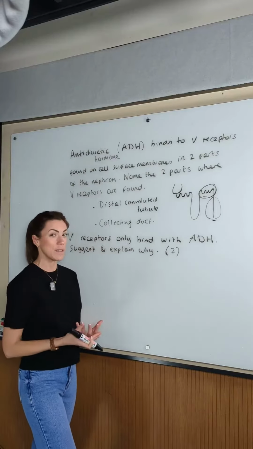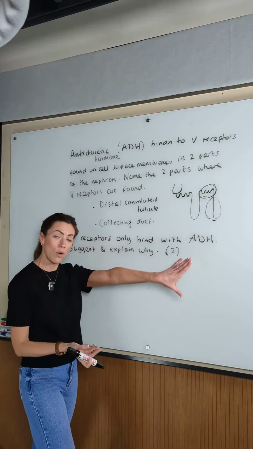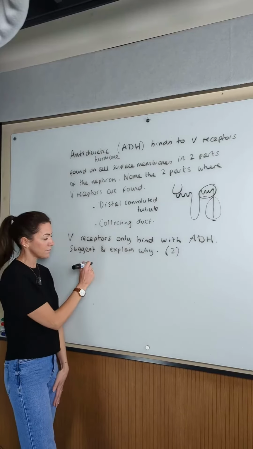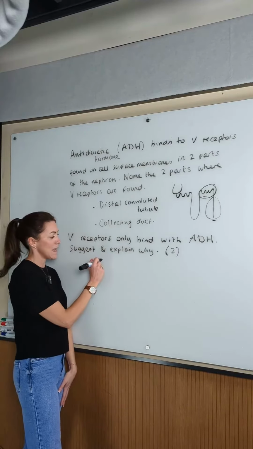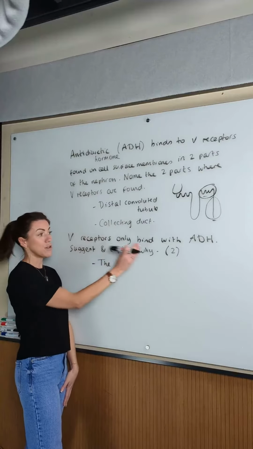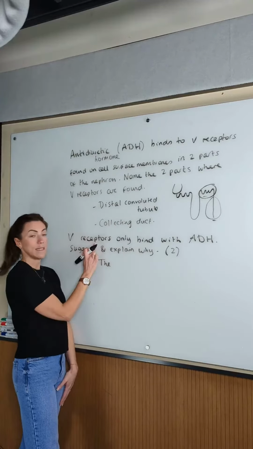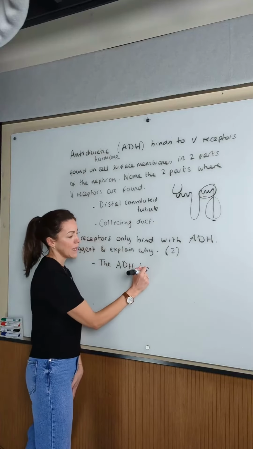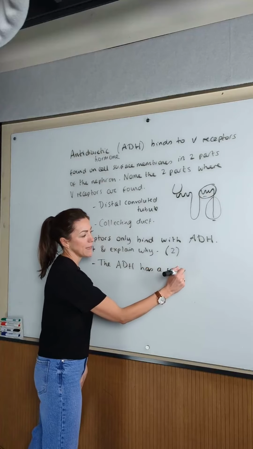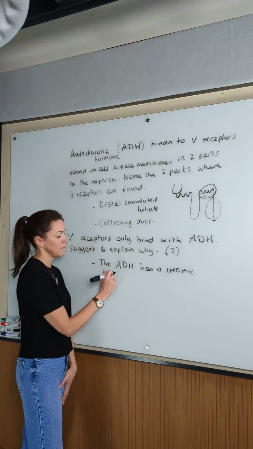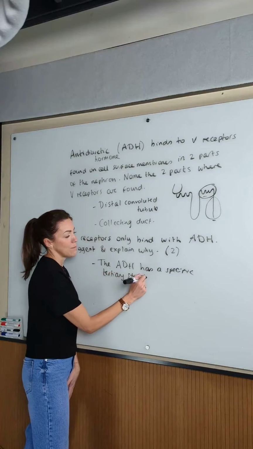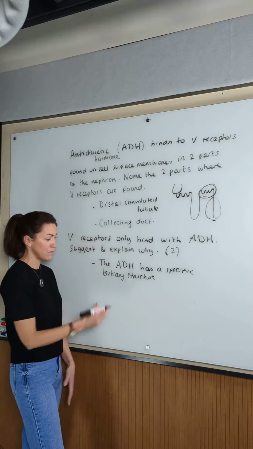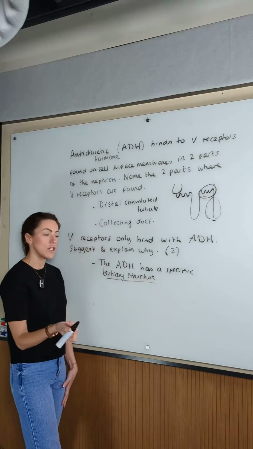This is really a question just about proteins, because ADH is a hormone that's made from protein and the receptors are also made from protein. So really what they want you to say here is the proteins. Now you could refer to either because they're both proteins, but I'm going to refer to the ADH. The ADH, the hormone, has a specific tertiary structure, but you also could have said the receptor has a specific tertiary structure, right? They're both proteins. The mark really is for the phrase tertiary structure.